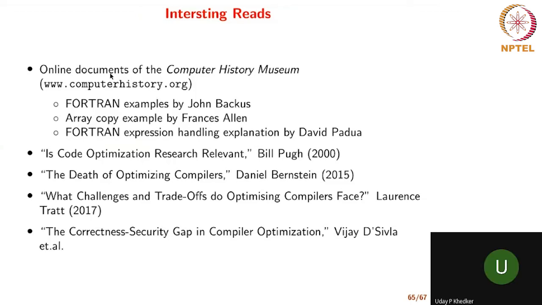I have written down some papers. Something called "Is Code Optimization Research Relevant?" by Bill Pugh, who had this talk in 2000. Then there is "The Death of Optimizing Compilers," which Daniel Bernstein predicted in 2015, and then there's Lawrence Stratt, I think you mentioned, on what challenges and trade-offs optimizing compilers face. So I think these are worthwhile readings for the big picture.